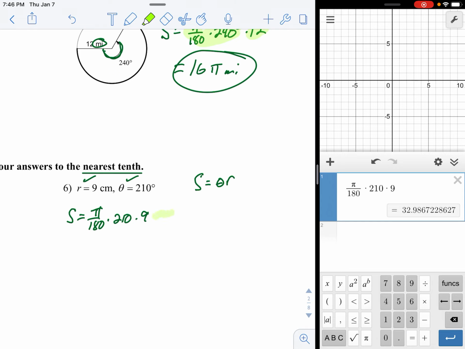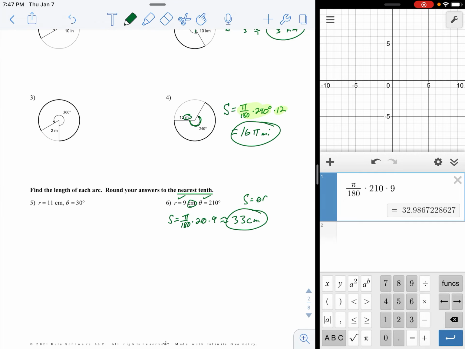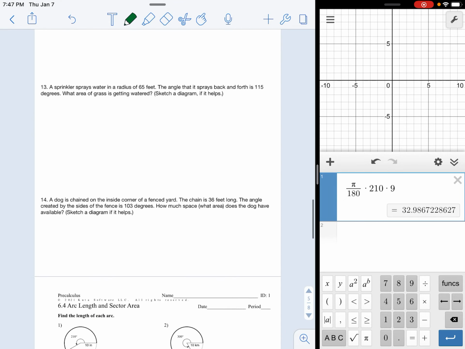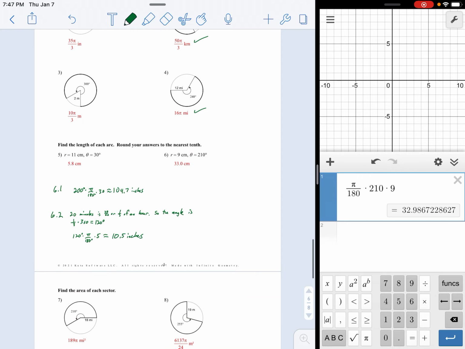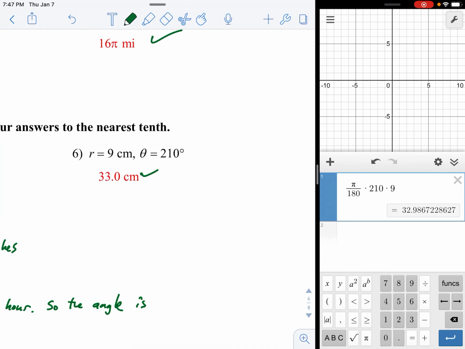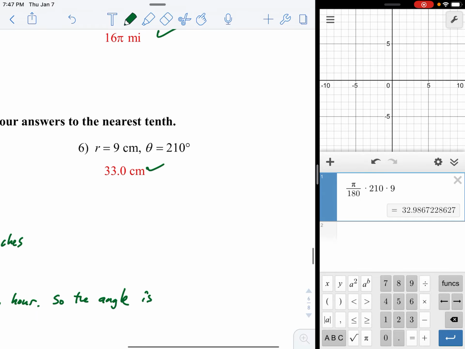And this works out to be approximately 32.98. If we round to the nearest tenth, that 9 actually has to round up to 33. So 33, and then the unit of measure is centimeters. So the answer to number 6 is going to be 33 centimeters. And there it is, 33.0. So that 0.0 they're indicating that it was actually rounded to the appropriate place.